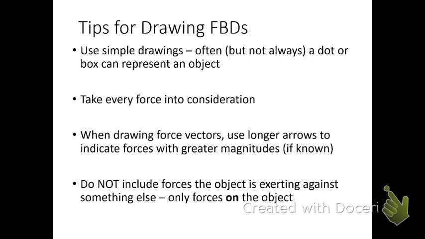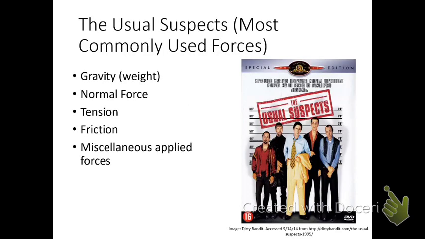So a few simple tips for drawing free body diagrams. A lot of times, if you try to draw something really neat and fancy, then you can't really see what's going on with all the forces. So it might help to just treat it as a box or a dot, at least for now. Typically, when you know which forces are going to be stronger, those are the longer vectors, and the weaker forces are going to be a little bit shorter. And I already mentioned this, but don't include the forces the object is exerting against something else.